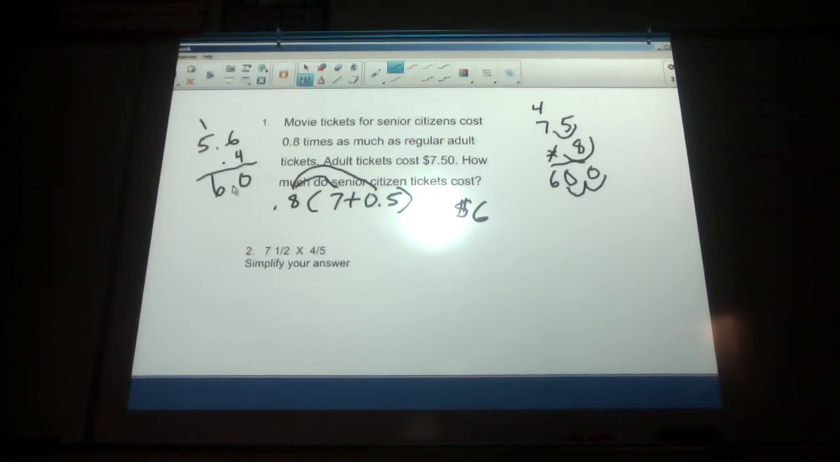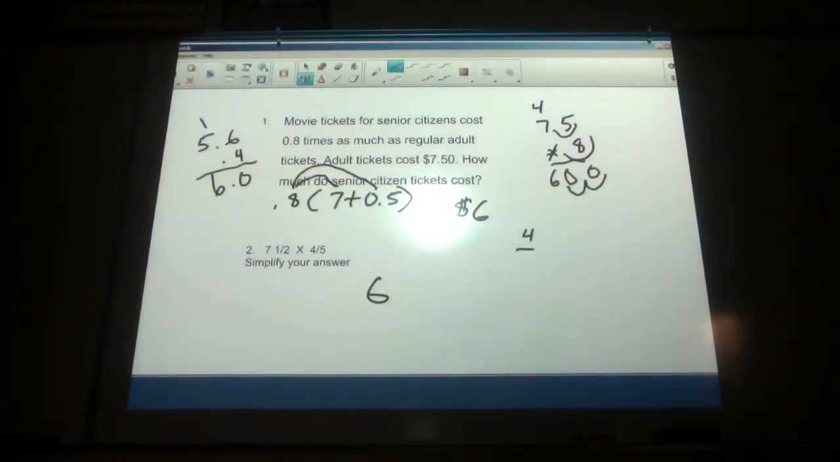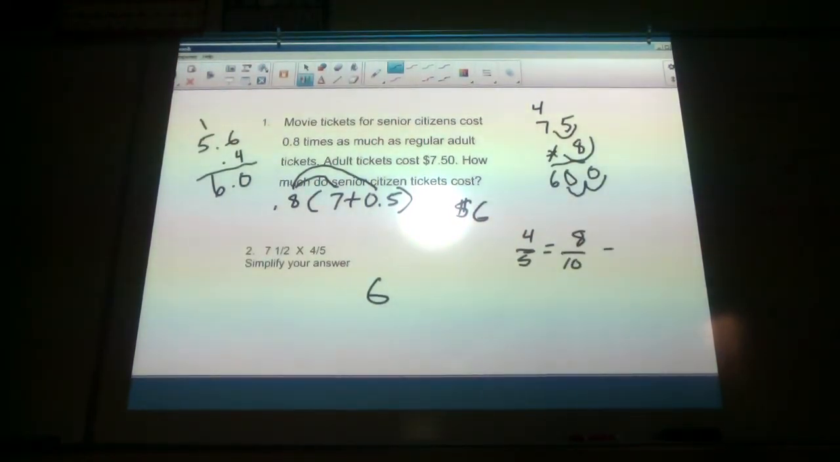So we got a little bit of reviewing of adding decimals, a bit of multiplying, and the distributive property, which, by the way, I've probably already told you this 100 times, but it's my favorite method of multiplication. Okay? The answer for number 1 is $6. Now, we already said that the answer for number 2 has to be 6. Because we know that 4/5 is the same thing as 8/10.